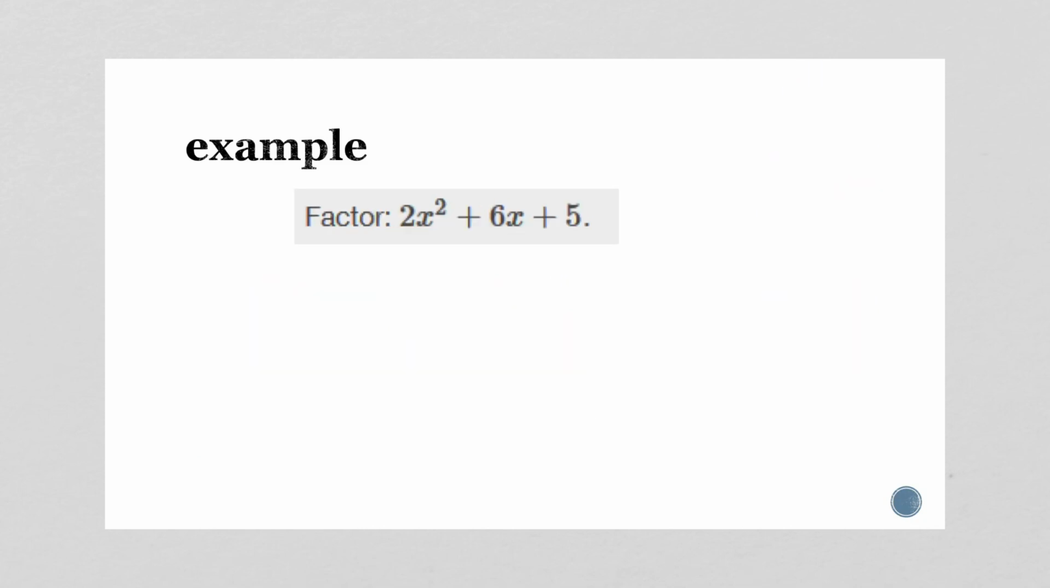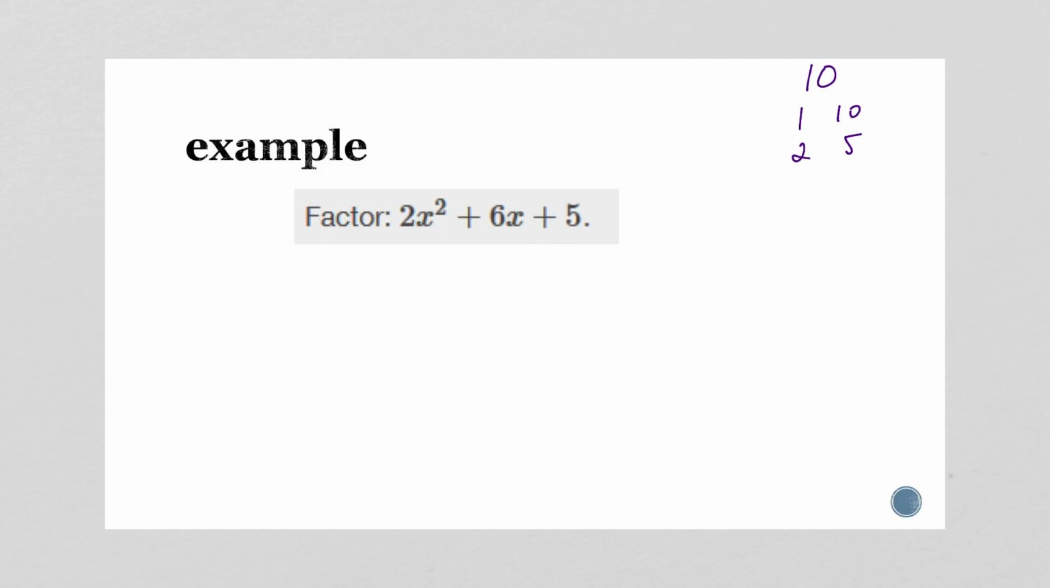All right, let's look at this one. So there is no GCF I can factor out. So let's multiply 2 times 5, and we get 10. So we're looking for factors of 10 that add up to be 6. And they both need to be positives. Do you see why they both need to be positives? Okay, so we've got 1 and 10 and 2 and 5, and I think that's it. And there isn't a one of them that adds up to be 6, is there?